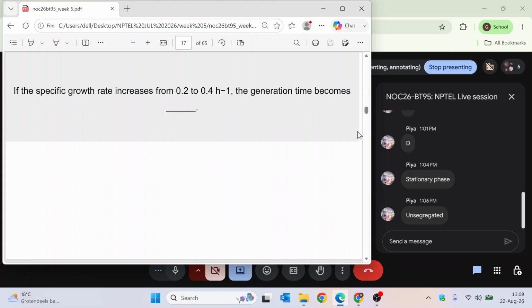So the specific growth rate increases from 0.2 to 0.4 per hour. What is the effect on generation time?